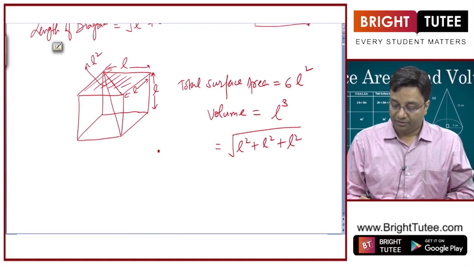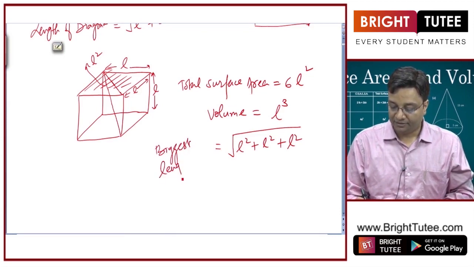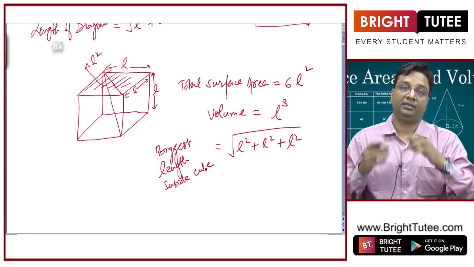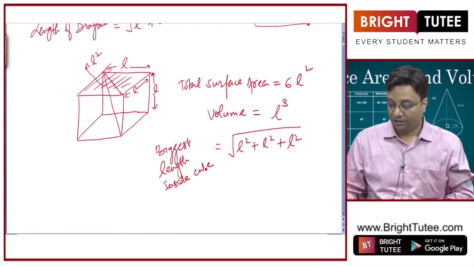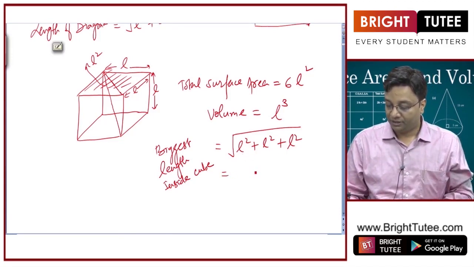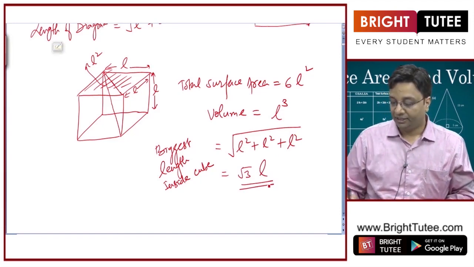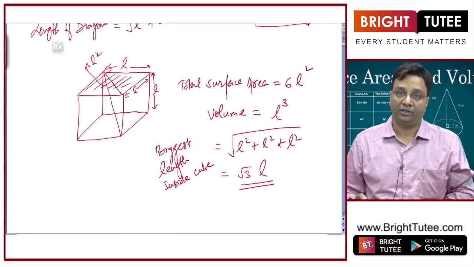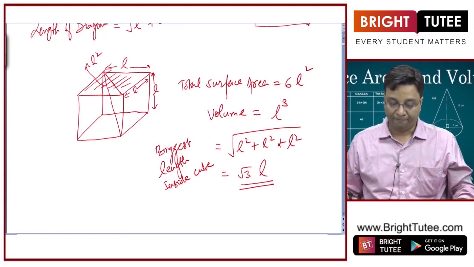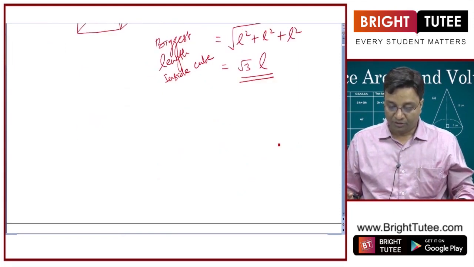So the biggest length that you can place inside the cube is equal to root 3 L, right? Because this is 3L square, when you take the square root it will be root 3 L. So this was about cube.